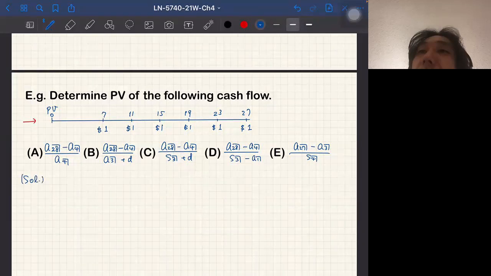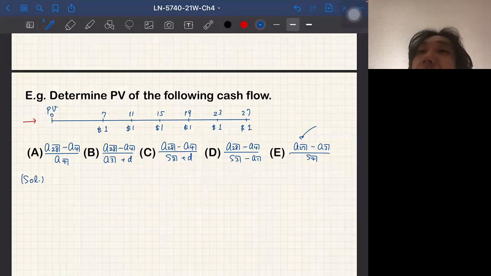Actually, the last time I taught this, maybe 2 years ago, one student immediately said that E is probably the answer. Her reason is that only E has a_{\overline{27|}}. Usually, this is not the correct answer. In test taking skills, usually A to D are similar, so one of those is the correct answer.